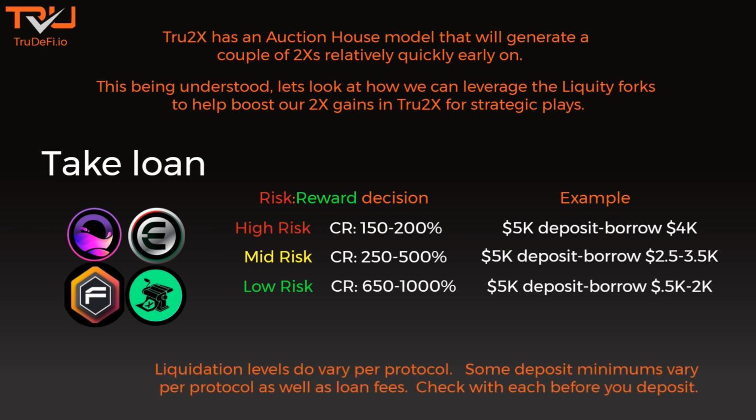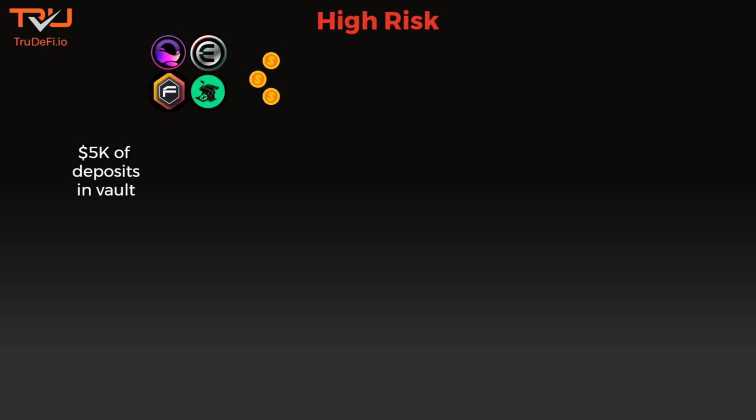Liquidation levels do vary per protocol, as well as deposit minimums. Check with each protocol before you get started. Now in this example, we'll take a look at a high-risk situation where someone deposits $5,000 worth of assets in the vault. Depending on the assets you have in your wallet, each Liquity fork may appeal to you in different ways. Once you take out your loan, you take your stablecoin to swap for Pulse, start your miners, and begin your journey for your 2X.